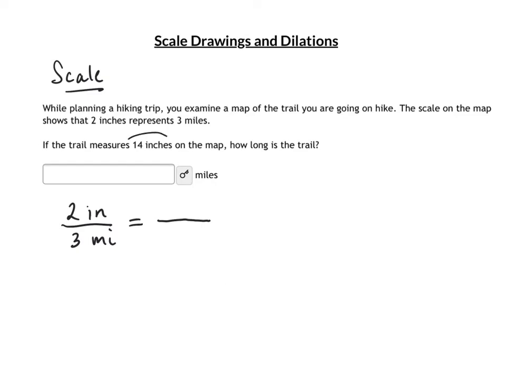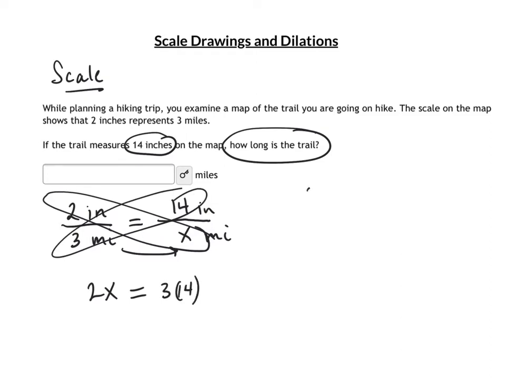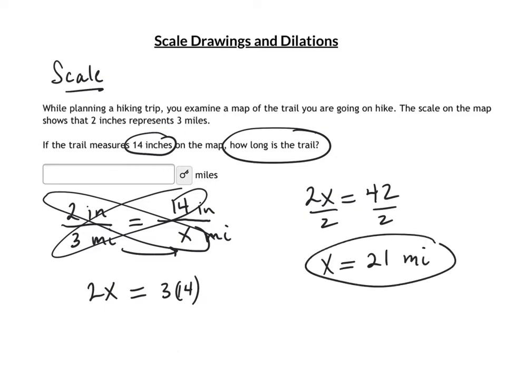If the trail measures 14 inches, that's going to go up top with the 2 inches. My x below will be in miles, x miles. How long is the trail? And then we just cross multiply and solve. 2 times x, 2x, 3 times 14, which is 42. 2x equals 42, divide by 2, and x is 21. 21 miles.